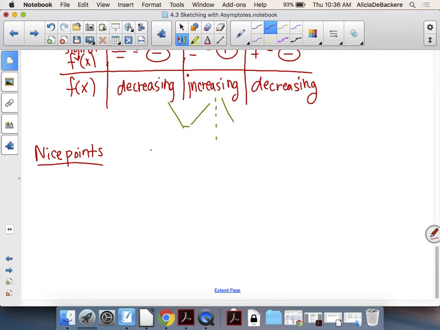So I'm going to sub in a couple of nice points. So I've got a couple more that I can add to my graph.